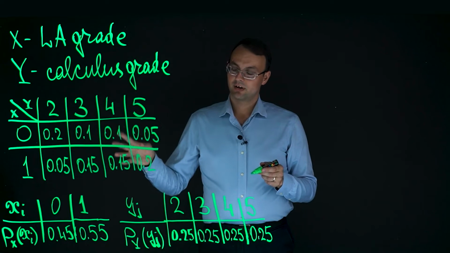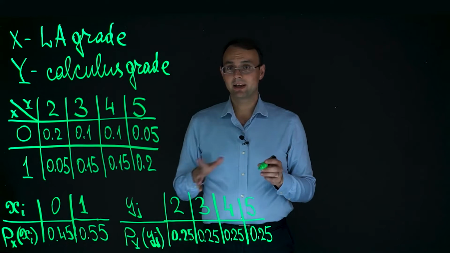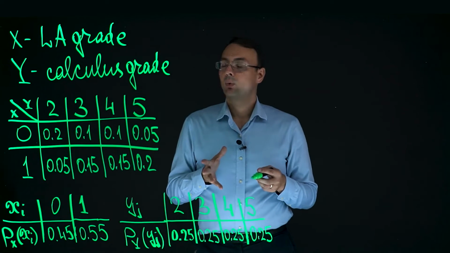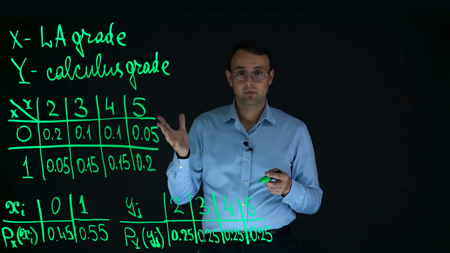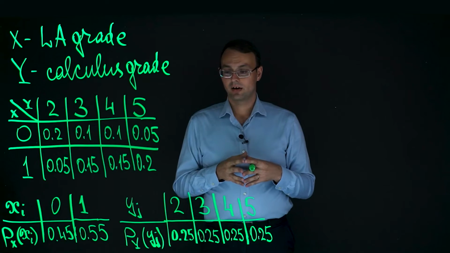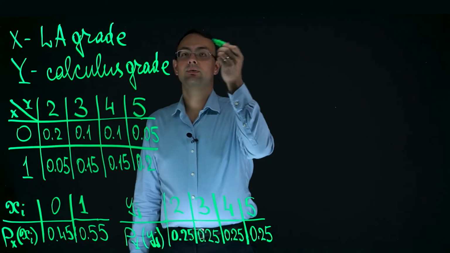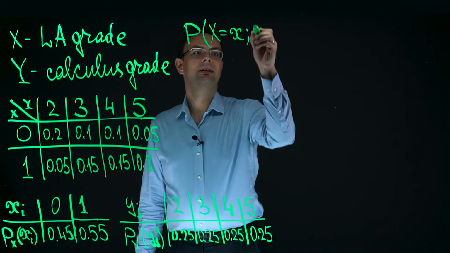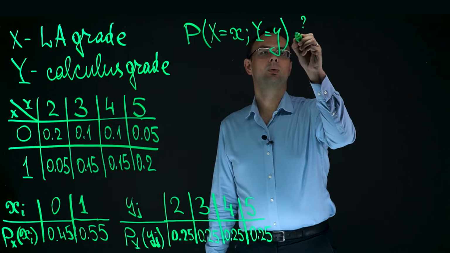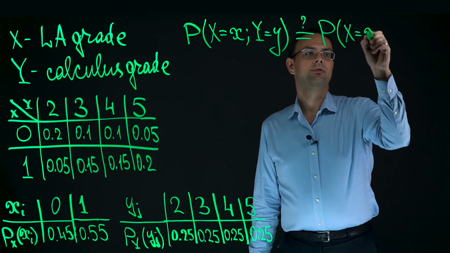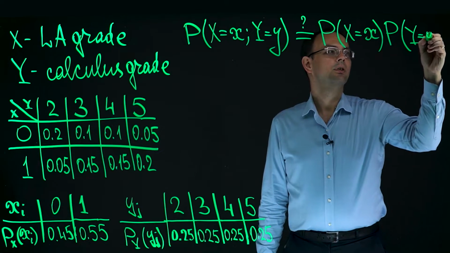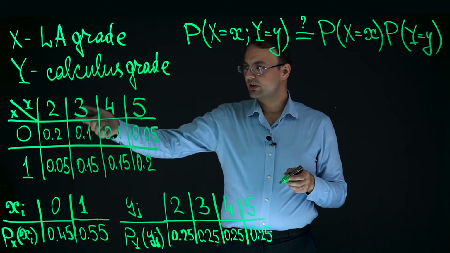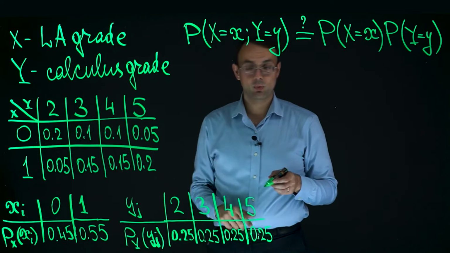So now, after we have got the joint distribution and the marginal distributions of X and Y, we can check whether they are statistically independent or not. To do this, we are to check the equality that is a criterion of independence here. So in the discrete case, we should check if this probability is equal to the product of these two for all possible values of x and y. So we have 8 pairs of values: 0,2; 0,3; 0,4; 0,5; 1,2; 1,3; 1,4; 1,5.